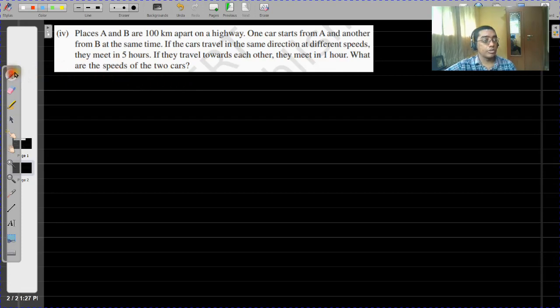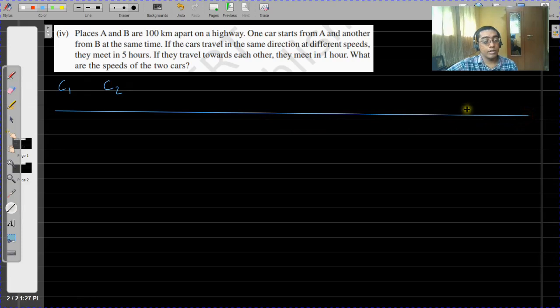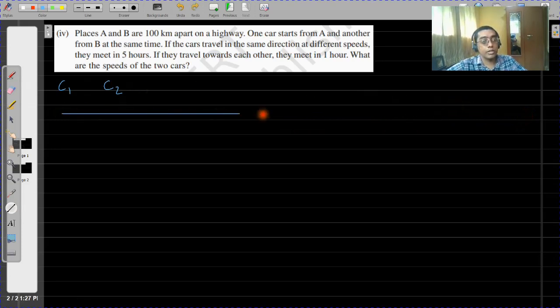So our goal is to find out the speeds of the two cars. So there are two cars. We are going to call the first car C1 and the second car C2. And then we have a road. So I'm going to draw the road, a highway. I'm going to draw the highway like this. Okay, make it straight. And there are two places on the highway. The first place is A and the second place on the highway is B.